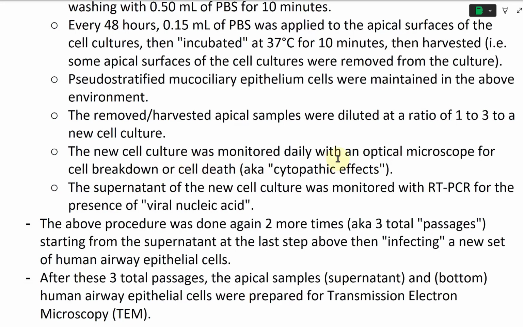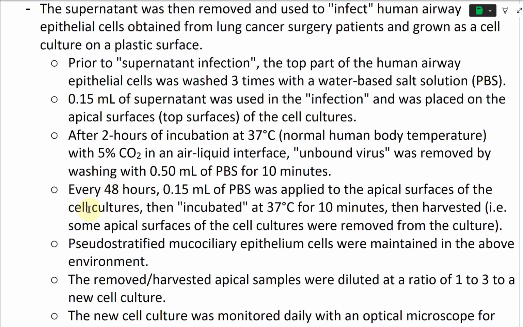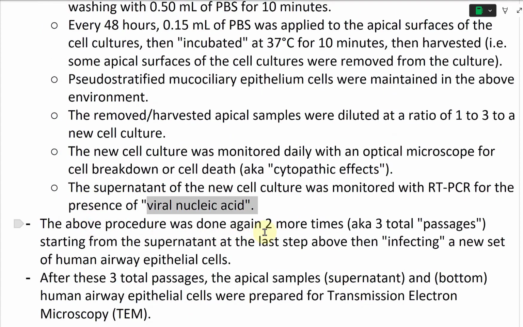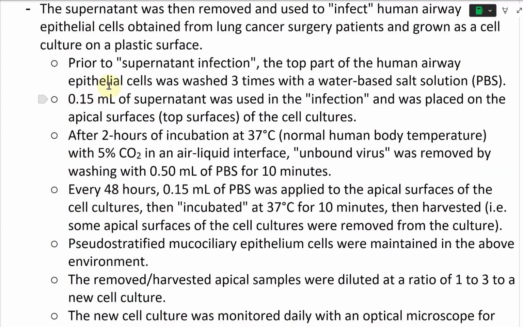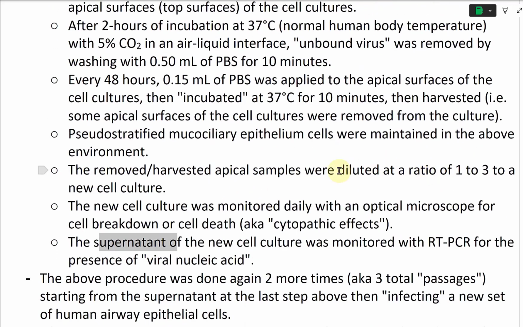And the new cell culture was monitored daily with an optical microscope for cell breakdown or cell death, aka cytopathic effects. And the supernatant of the new cell cultures was monitored with RT-PCR, reverse transcription PCR, for the presence of, quote, viral nucleic acid. And then this above procedure right here was done 2 more times, aka 3 total passages, starting from the supernatant at the last step. So you get the supernatant right here of the new cell culture, and then infecting a new set of human airway epithelial cells at the diluted setup here.